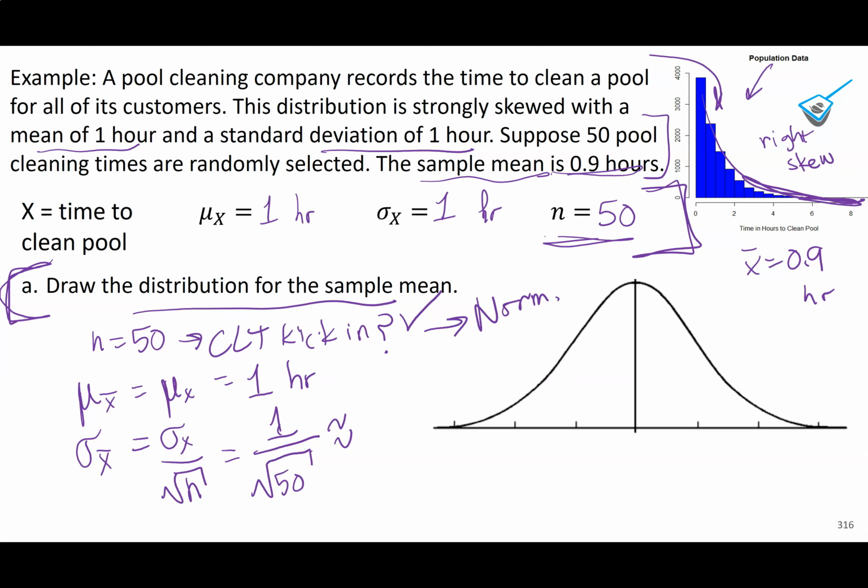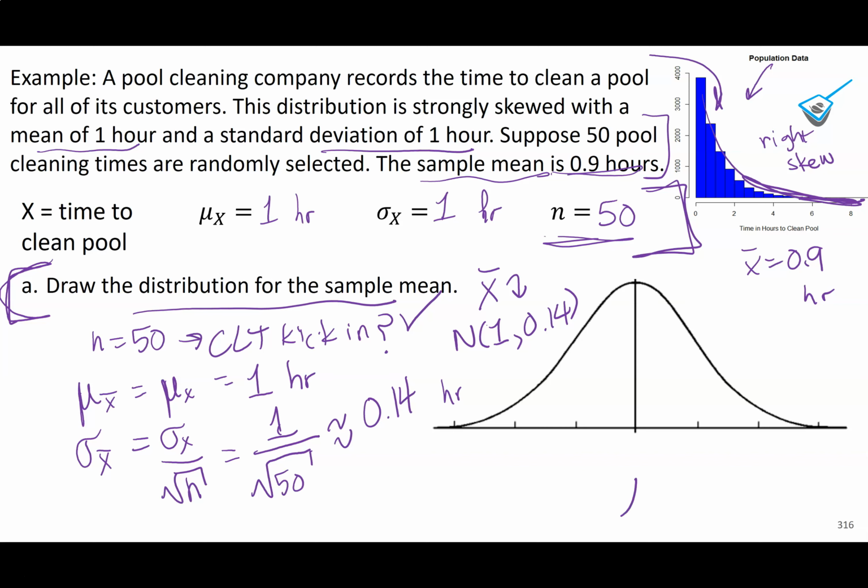I'm going to round here. It's about 0.14. I'm rounding a little bit. So what do I know? The sampling distribution of X bar is normally distributed with a mean of 1 and a standard deviation of, I'm going to put 0.14.